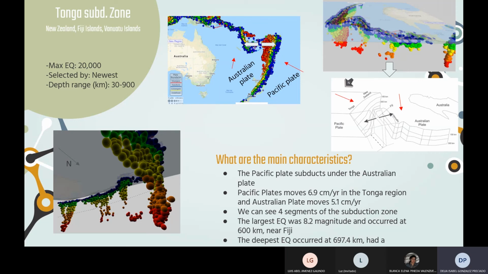per year. We can also see four segments of the subduction zone in the 3D image, and we can also see the plate structure. The largest earthquake was around 8.2 magnitude and occurred around 600 kilometers deep near Fiji, and the deepest earthquake occurred at 697 kilometers and had a magnitude of 4.1.